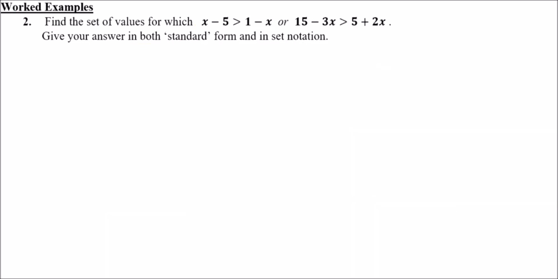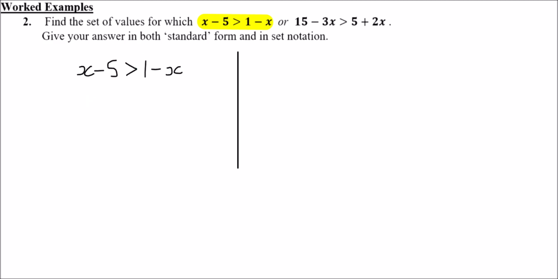Let's have a look at another worked example. Find the set of values for which x minus 5 is greater than 1 minus x, or, this time, 15 minus 3x is greater than 5 plus 2x. Again, what I'm going to do is section these off and solve separately. So first off, we have x minus 5 greater than 1 minus x.